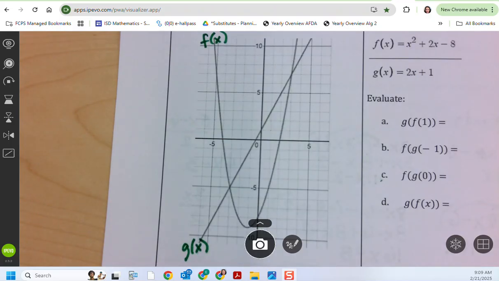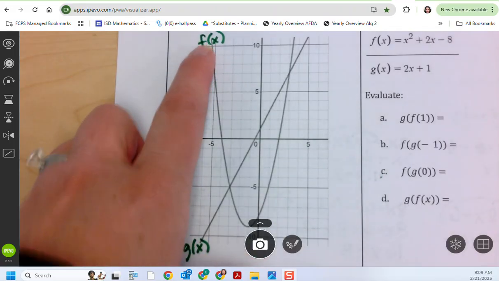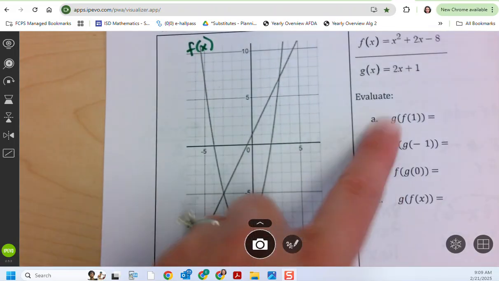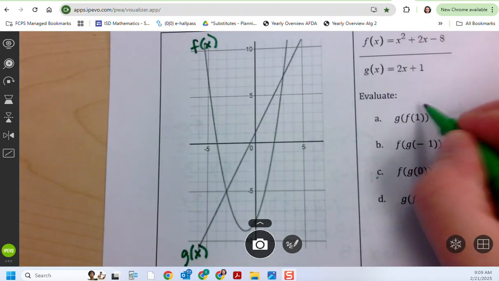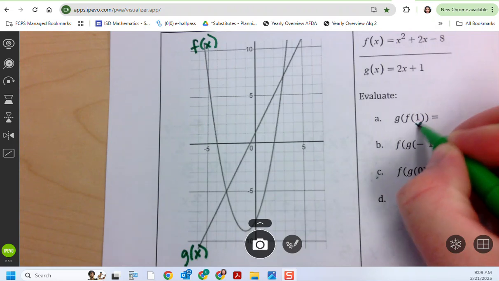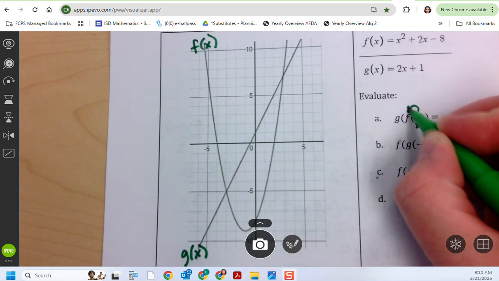You guys ready? Label the line g and the parabola f so that we can evaluate these compositions. Okay, you start on the inside. You're going to put the 1 into function f. The 1 is your x. Put it into function f.